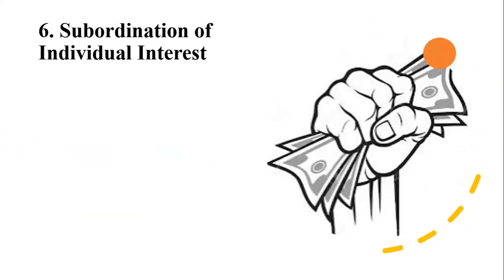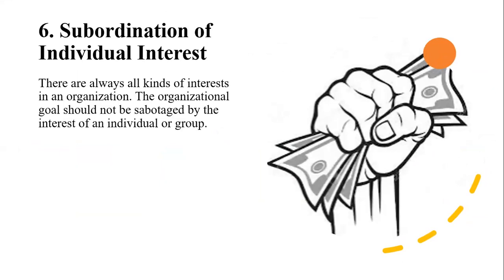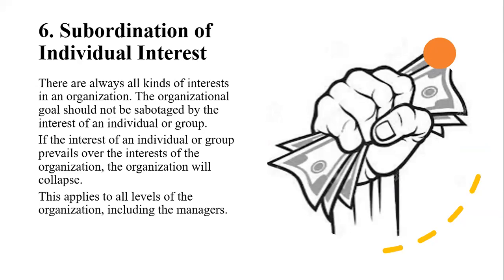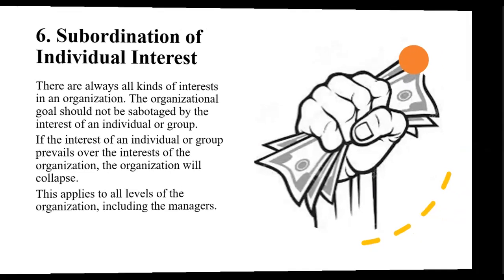Subordination of individual interests. There are always all kinds of interests in an organization. The organizational goal should never be sabotaged by the interests of an individual or a group. If the interests of an individual or group prevail over the interest of the organization, the organization will just fail. This applies to all levels of the organization, including the managers.